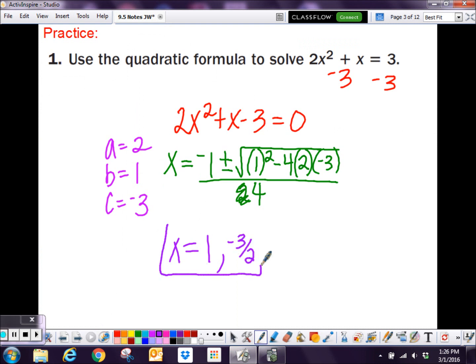So our two solutions here, where this graph would cross the x-axis, it would cross it at 1 and -3 over 2. Okay, so how many solutions do we have here? We have 2 solutions.